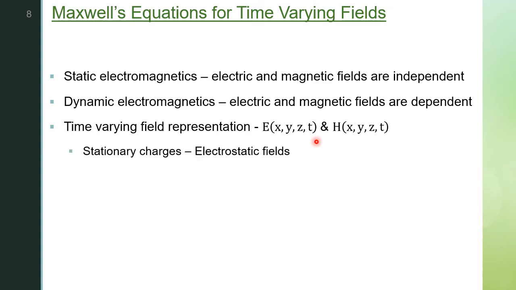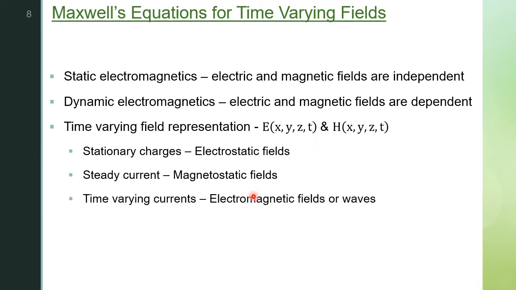Now, when you consider stationary charges, they produce what are called electrostatic fields. And when the charges move with a constant speed, we get current, and that current produces magnetostatic fields. And when this current varies with respect to time, we get what is called an electromagnetic field or wave that is produced due to the time varying current. And in turn, it produces electric and magnetic fields which are dependent on each other.